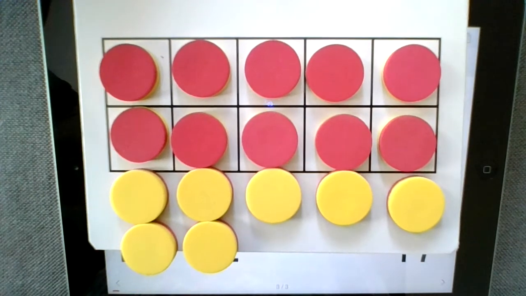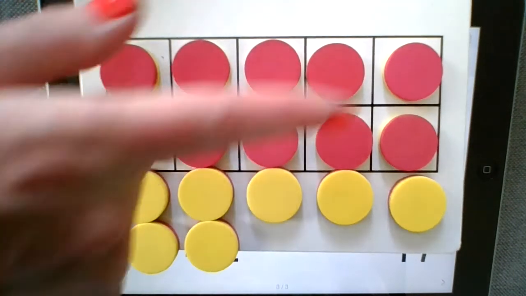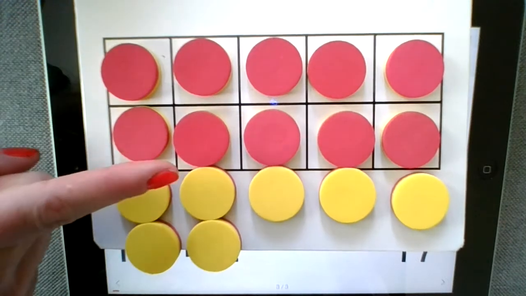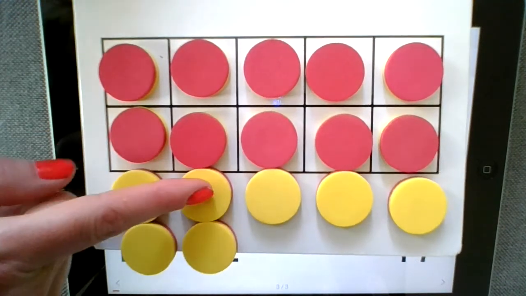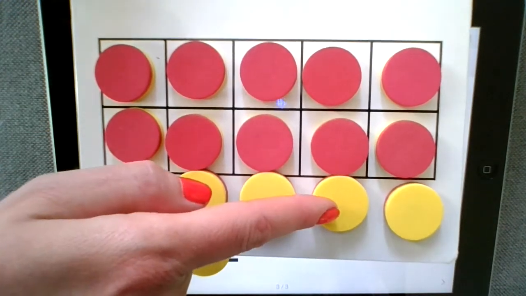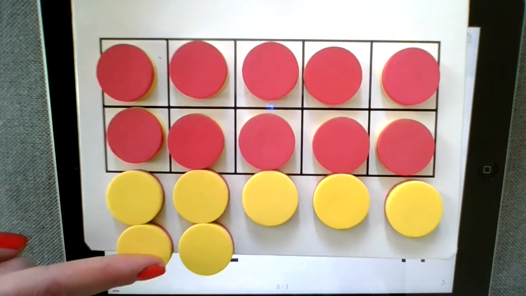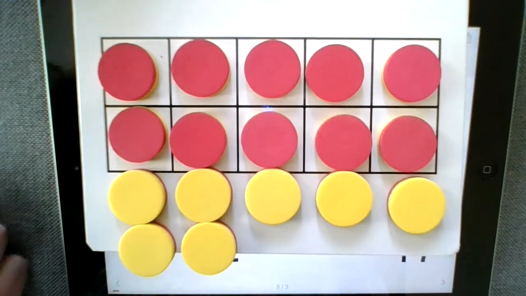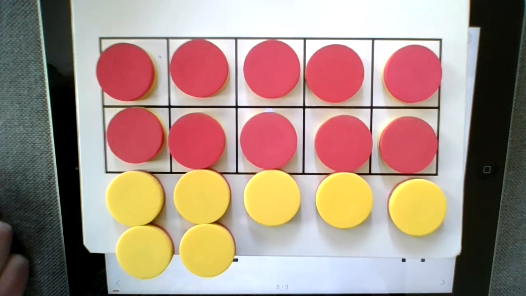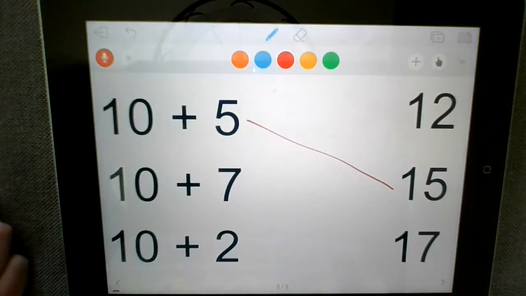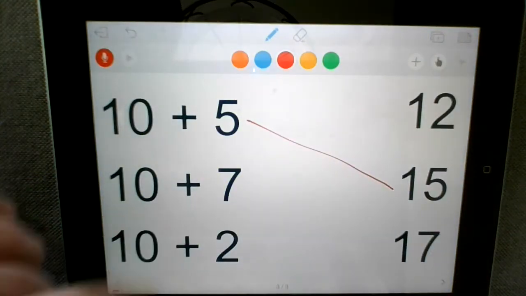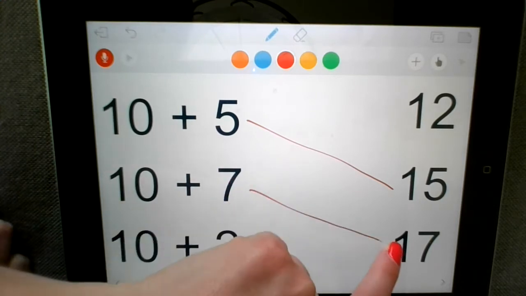Let's count to find out how many that makes all together. 10, count on, 11, 12, 13, 14, 15, 16, 17. 10 and 7 more is 17. So we're going to draw a line from 10 and 7 more down to our 17.